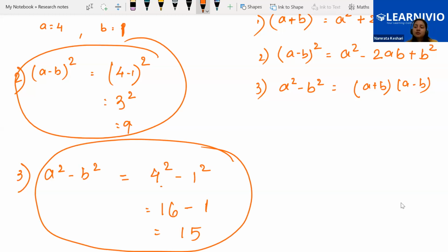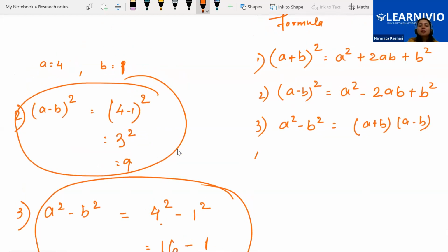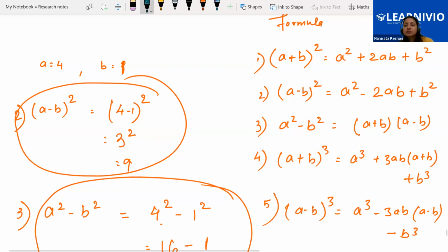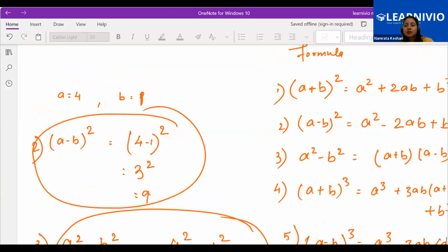Yes, ma'am. Okay, let me write the other formula. A plus b whole cube formula is a cube plus 3ab in bracket a plus b plus b cube. Formula number 5, a minus b whole cube formula is a cube minus 3ab in bracket a minus b, minus b cube. Written. Abdul, I was explaining here. Are you there? Okay, you are there. Let's see.